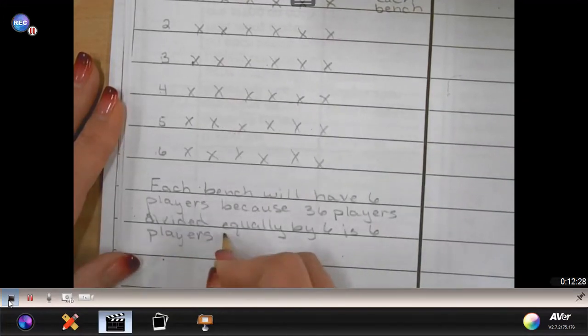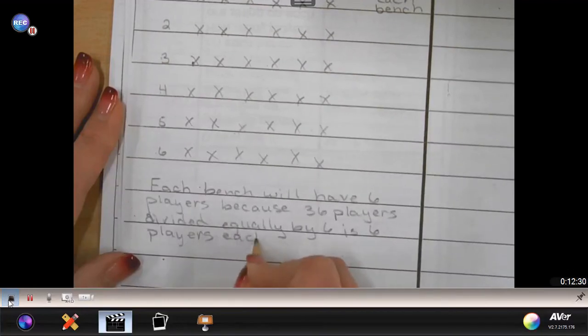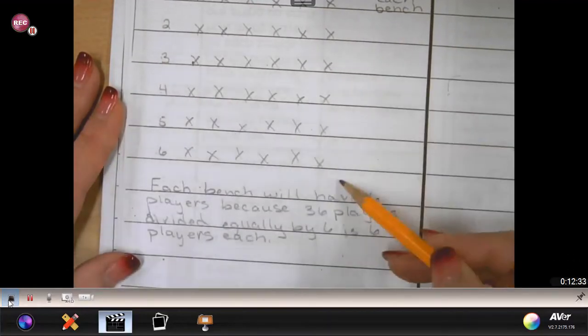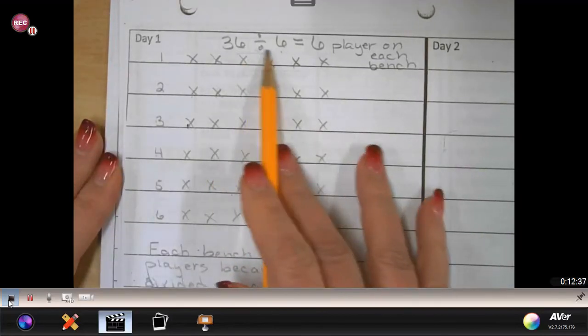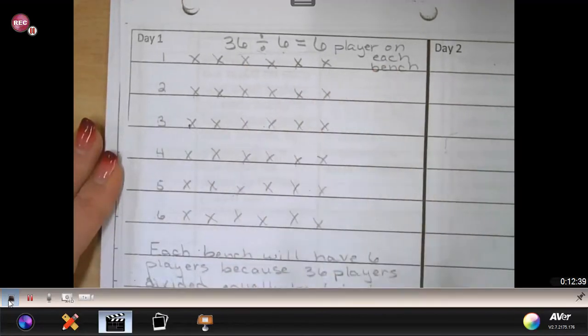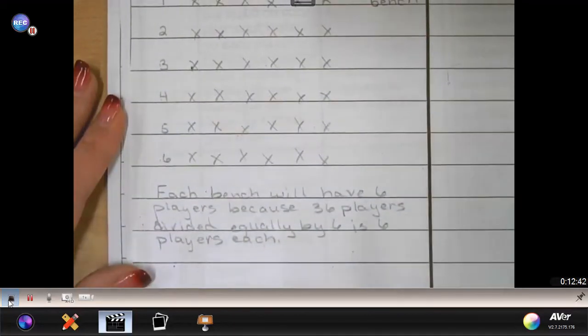So now I've shown my work by drawing myself a model here. I've written an equation to show my work, and I've also explained my thinking.